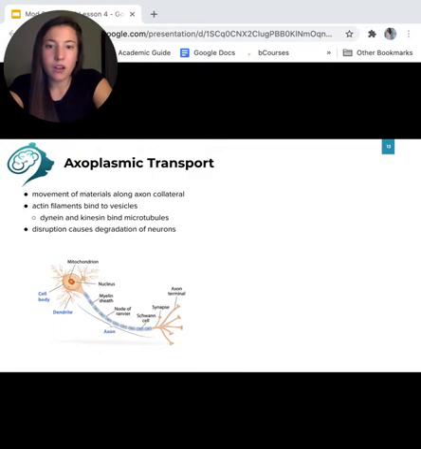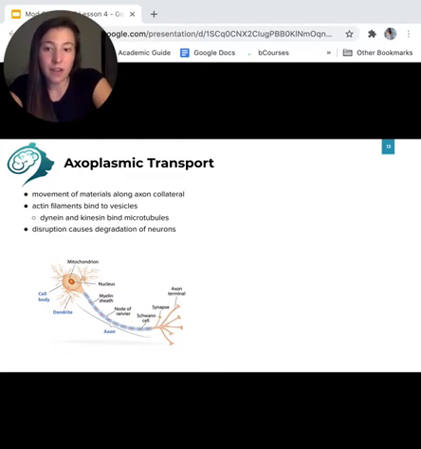So another important concept to understand with the axon is axoplasmic transport. So as mentioned before, microtubules run along the axon collateral for transport of materials to the synaptic terminals and from the terminals to the soma. There are no microtubules in the synaptic terminal, and the transport is achieved through use of motor proteins called dynein and kinesin.